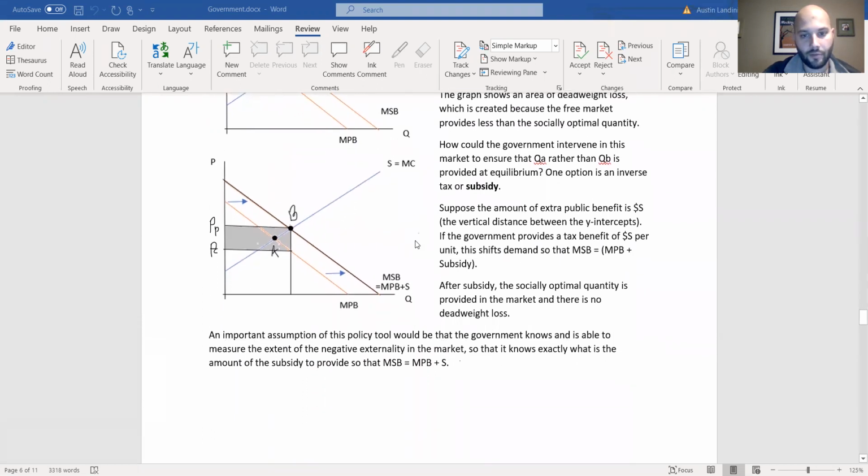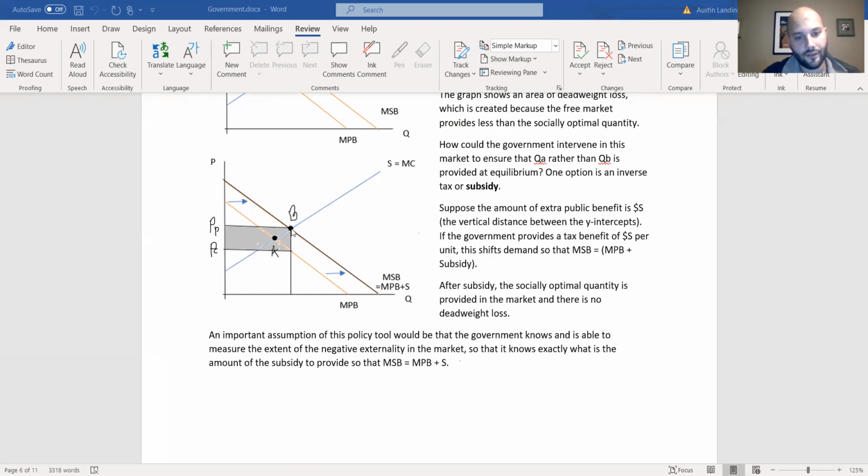What the government could do is provide an inverse tax or a subsidy, where the government is actually giving money to people who participate in the school, maybe to the teachers or to the students, one way or another. All right, so what would that do? It would move this marginal private benefits curve. Now you're getting the private benefit plus the subsidy. And if the government knows the amount of that difference, it can subsidize exactly that amount so that we move the marginal private benefit curve plus subsidy to be exactly equal to the marginal social benefits.